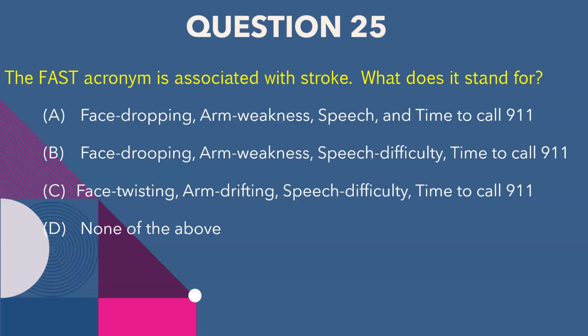A. First dropping, hand weakness, speech, and time to call 911. B. Face drooping, hand weakness, speech difficulty, time to call 911. C. Face twisting, arm drifting, speech difficulty, time to call 911. D. None of the above.